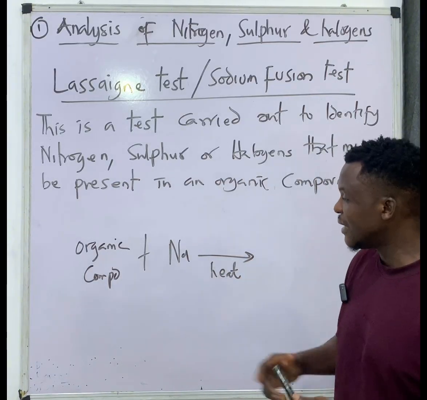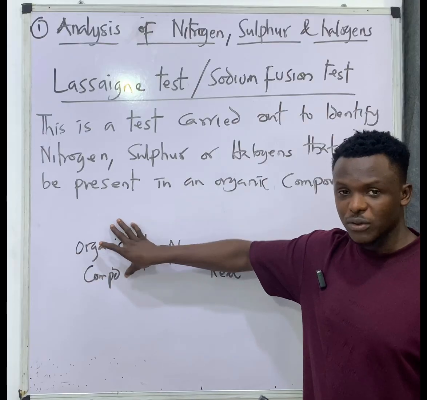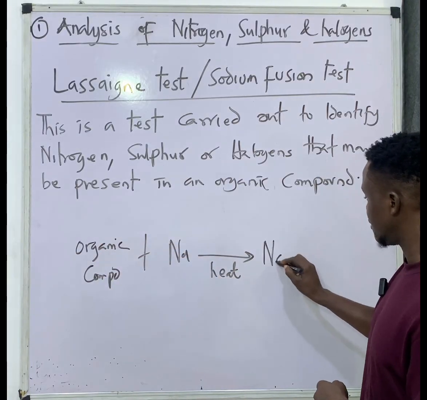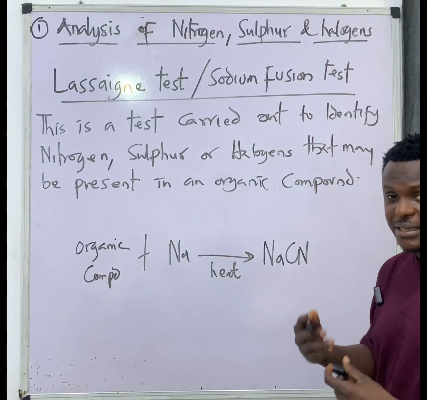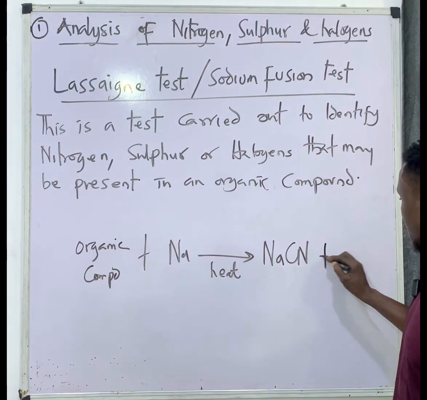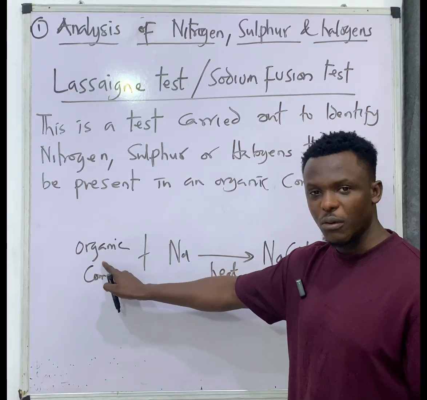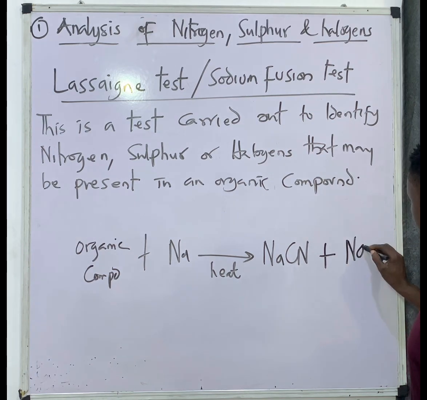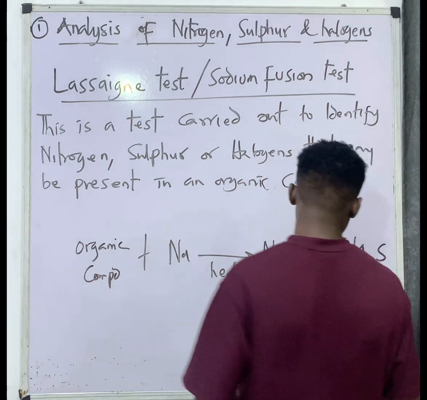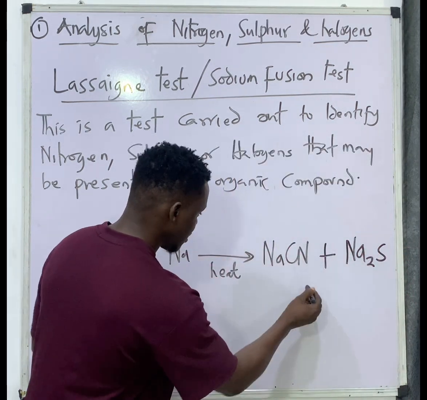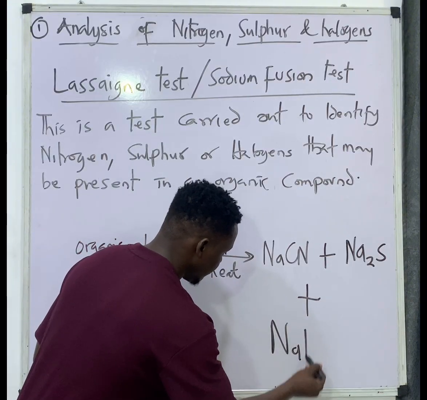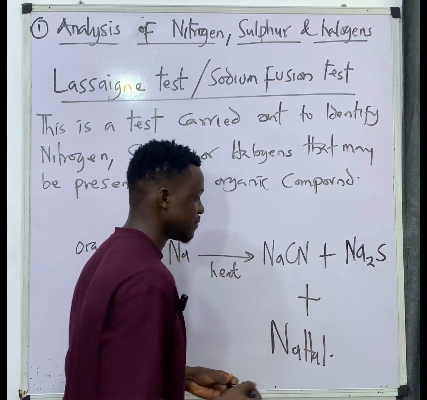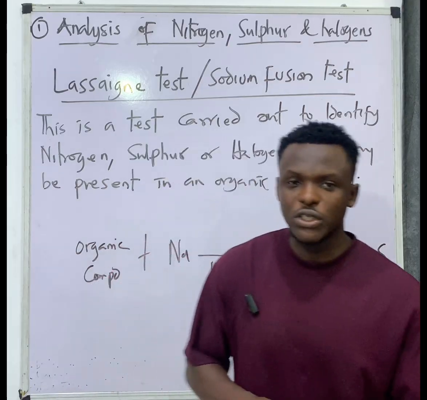Class, any nitrogen that is present in this compound will be converted to cyanide. This is sodium cyanide, but they call it cyanide ion. Class, any sulfur that is present in this compound will be converted to sulfide. We call it sulfide ion. Class, any halogen that is present will be converted to sodium halide. So the big question goes as follows.